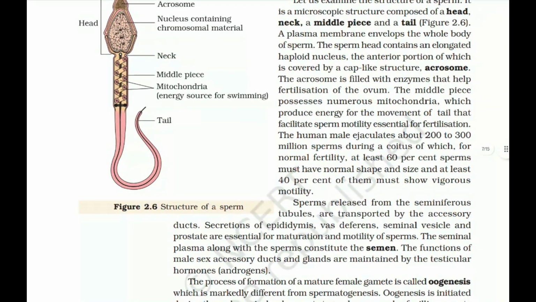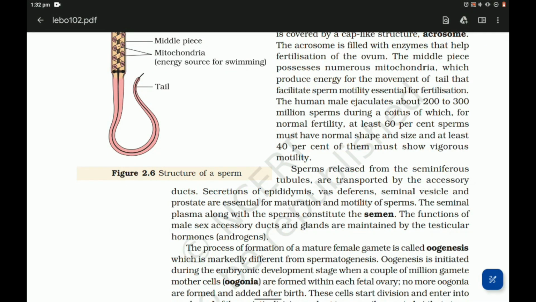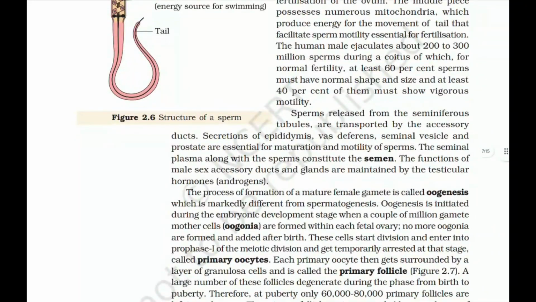Sperms released from the seminiferous tubules are transported by the accessory ducts. Secretions of the epididymis, vas deferens, seminal vesicle, and prostate are essential for maturation and motility of sperms. The seminal plasma along with the sperms constitute the semen. The functions of male sex accessory ducts and glands are maintained by the testicular hormones, androgens.